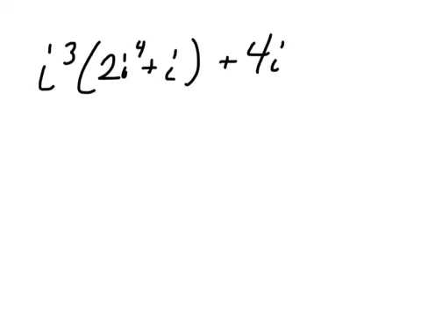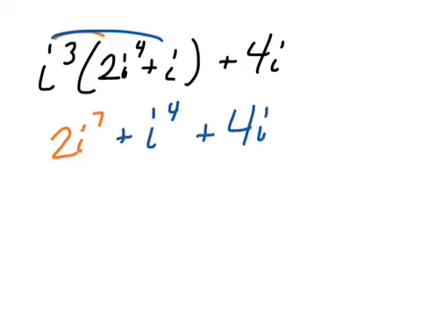So let's look at one more, the most complex of the ones we've looked at so far, just combining all of that information. So we'll start with the distributive property. i cubed times 2i to the fourth is 2i to the seventh. i cubed times i is a positive i to the fourth. And then we have our plus 4i. So we'll begin to simplify this. i to the fourth power, if we remember from a previous lesson, is actually a positive 1.